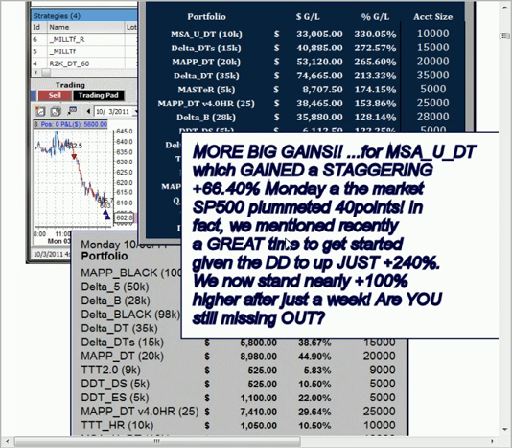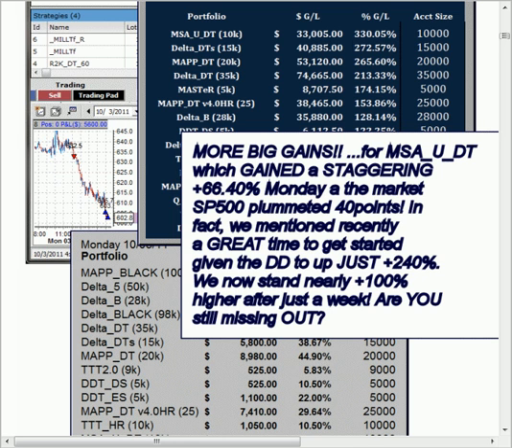And speaking of, if trading were easy, everyone would do it. Well, that's why we're professionals. I've been in this a long time, about 8 years actually, and as you can see, Monday the MSA UDT aforementioned gained 66.40%.